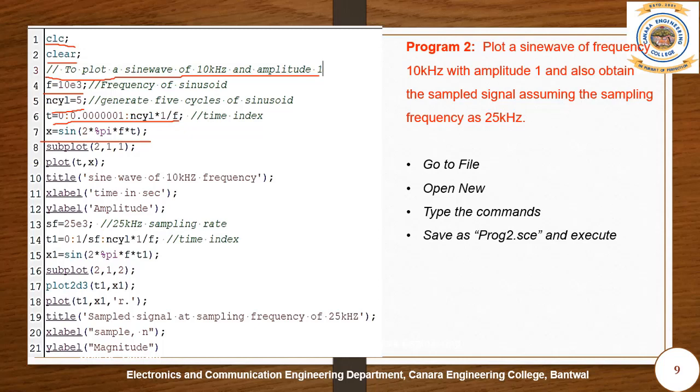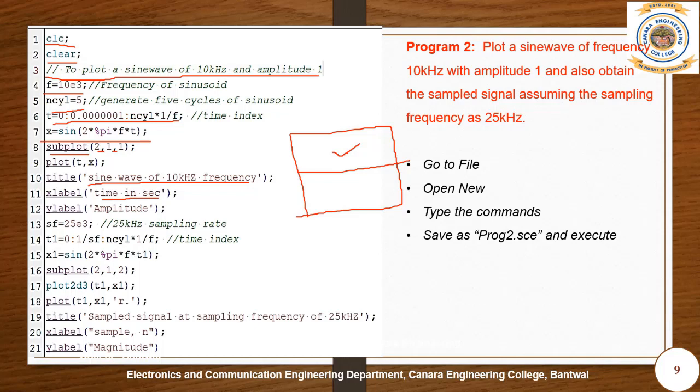Now you can see that I have made use of the function subplot. From 2 and 1, I can understand that when I get a graphical window, I will get 2 rows and 1 column, and I am now addressing the particular sub window where I am plotting the x value versus the time. It has the title sine wave of 10 kilohertz, the label of the x-axis is time in seconds, and the label of the y-axis is amplitude.